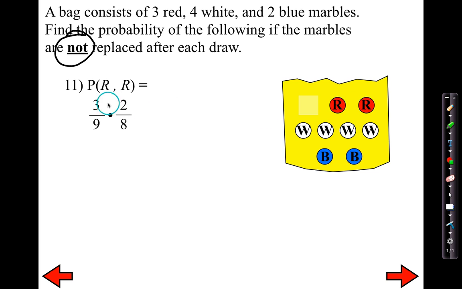Okay, which makes sense because there's 1 less red and, of course, 1 less marble from the total in the bag. So now I'm just going to check to see if I can reduce or cross cancel. 3 ninths is going to reduce to 1/3. 2 eighths is going to reduce to 1/4. So I'm going to multiply these two fractions and my answer is 1/12. So again, this is called a dependent probability because the second we took out a marble, the probability of red changed, right? Even the probability of white would change because it's no longer out of 9. It's going to be out of 8, etc.